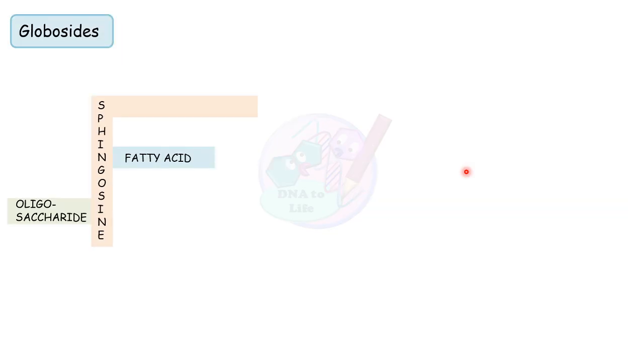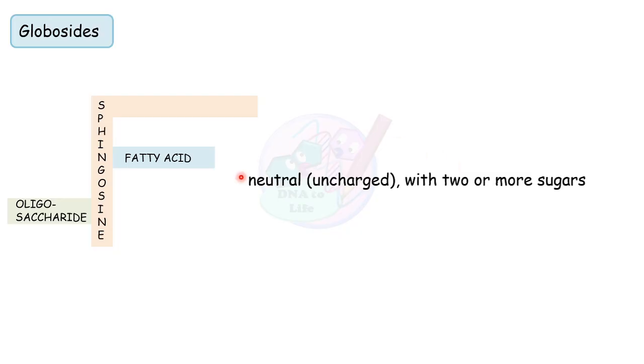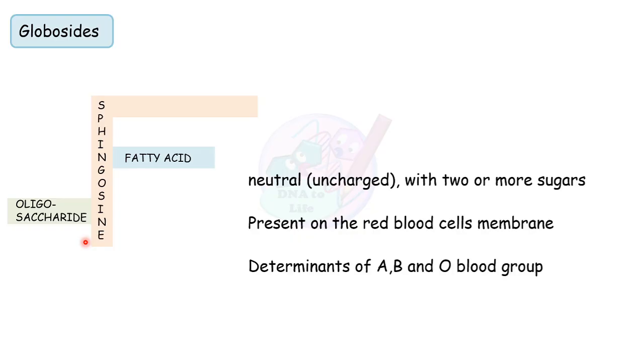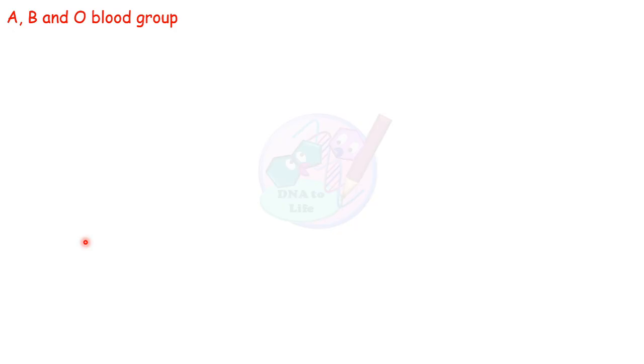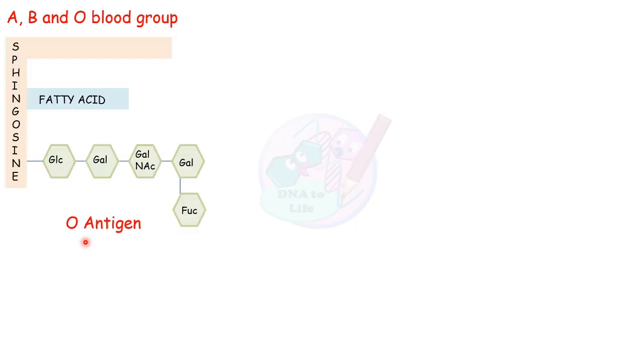Next one are globosides. Here the sugar unit present is oligosaccharides. So they are also neutral, uncharged, and since they are oligosaccharides, they have more sugar units present. More than 2 sugar units are present. One example of globosides is that they are present on the red blood cell membrane, and they are determinants of ABO blood group. So here is the example of ABO blood group.